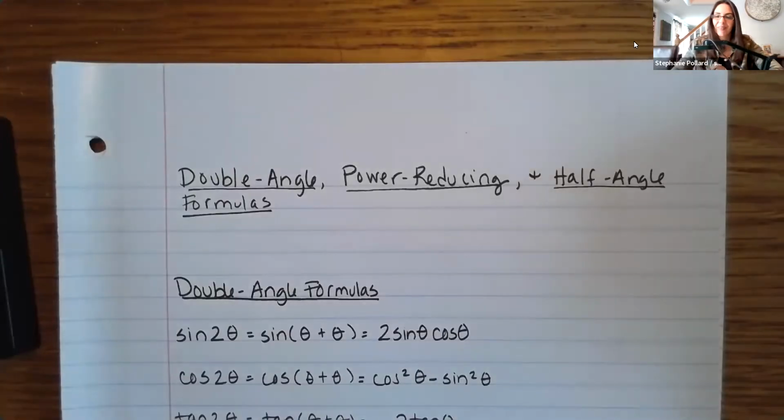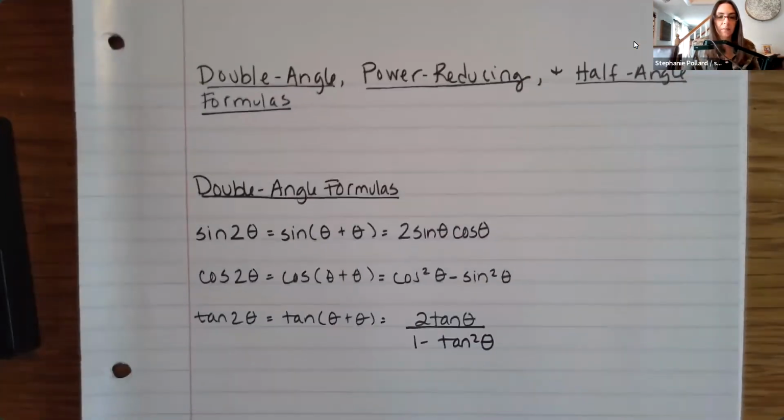Welcome back, everybody. In this next set of videos, we're going to continue to talk about different formulas that we can use with sine, cosine, and tangent. And we're going to talk about the double angle, power reducing, and half angle formulas. So let's start with the double angle formulas. And I have them written out right here for us.